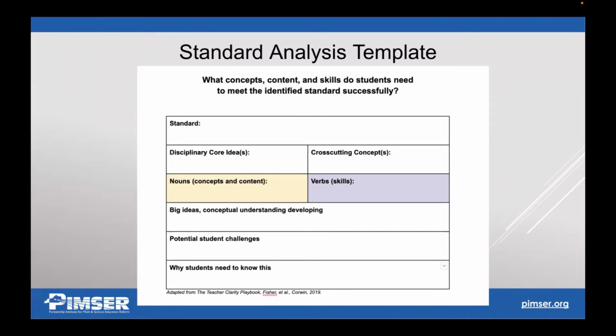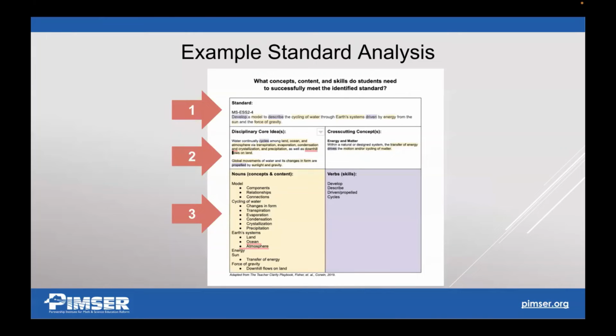So let's start. I'm going to take you through a process and do a think aloud as I would complete the standards analysis organizer for a specific standard. The first thing I would do in the top part, number one, is copy and paste in the standard, the performance expectation. I apologize. And in the second part, I would go to the foundation box and copy and paste in the disciplinary core ideas from the foundation box, as well as the cross-cutting concepts.